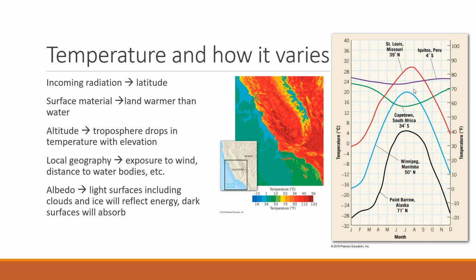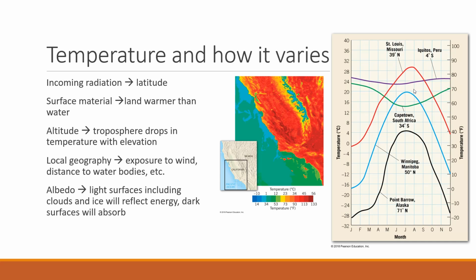Local geology can be important. This will determine things like exposure to wind, the distance to water bodies, things like that. And then albedo, so those material colors. Light surfaces, including clouds and ice, reflect more energy, so we have lower temperatures. Dark surfaces will absorb more.